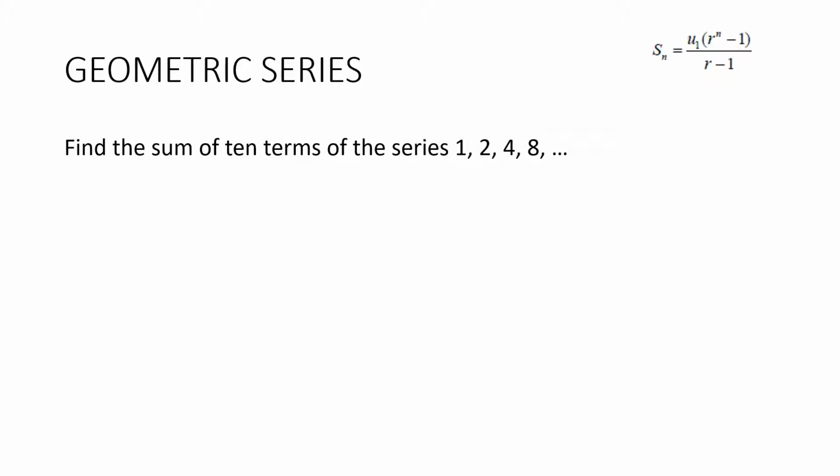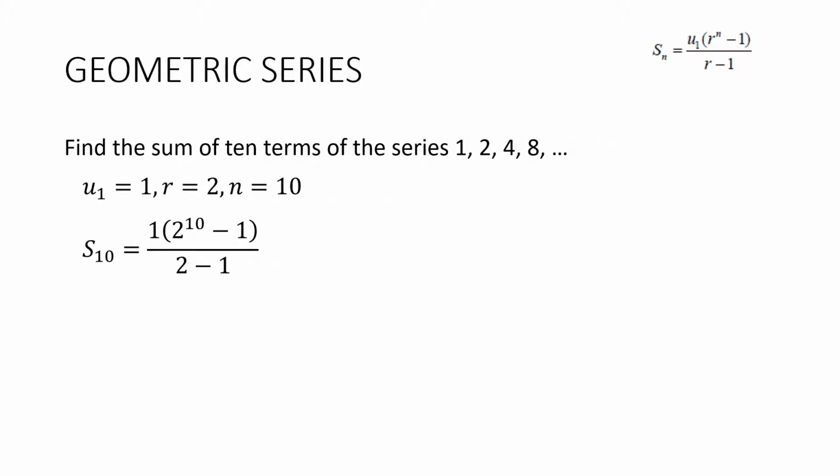Here's an example. Find the sum of 10 terms of the series 1, 2, 4, 8. So first term is 1. The common ratio is 2. Can you see how it's doubling each time? And n is going to be 10. So in this case we're going to use the formula that's got the r at the front. So there's u1, r to the power of n minus 1 on r minus 1. The calculator gives us 1023.